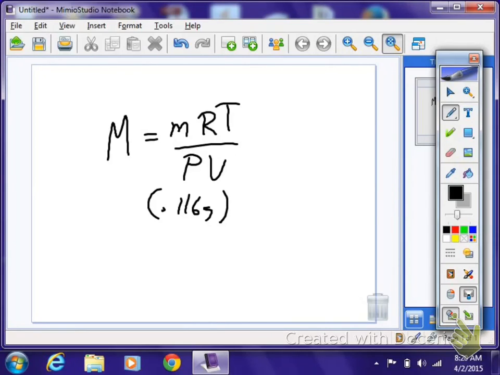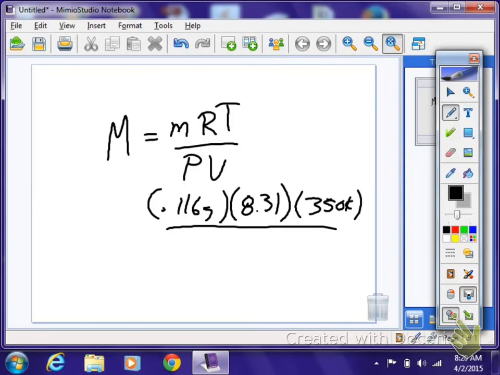We got 0.116. Okay, it's in kPa, so R is 8.31. Okay, the temperature is 273 plus 77, which would be 350. Okay, and then the pressure is 155.3.